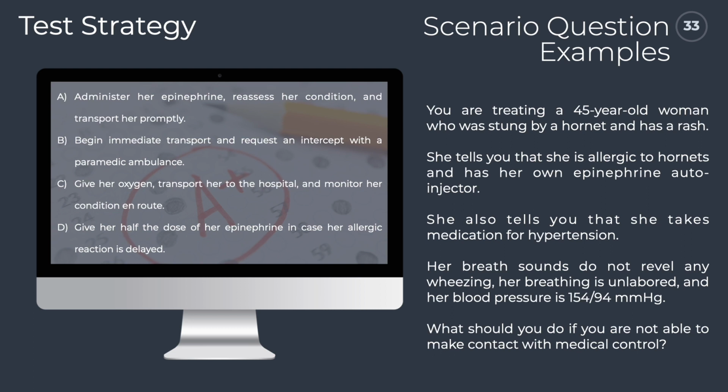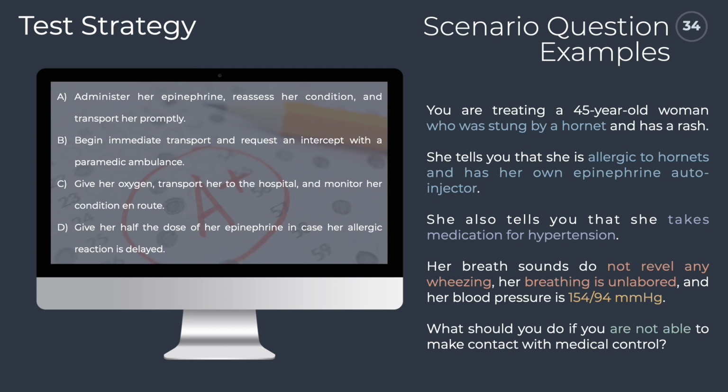A. Administer her epinephrine, reassess her condition, and transport her promptly. B. Begin immediate transport, request an intercept with a paramedic ambulance. Or C. Give her oxygen, transport her to the hospital, and monitor her condition en route. And finally, D. Give her half the dose of her epinephrine in case her allergic reaction is delayed.